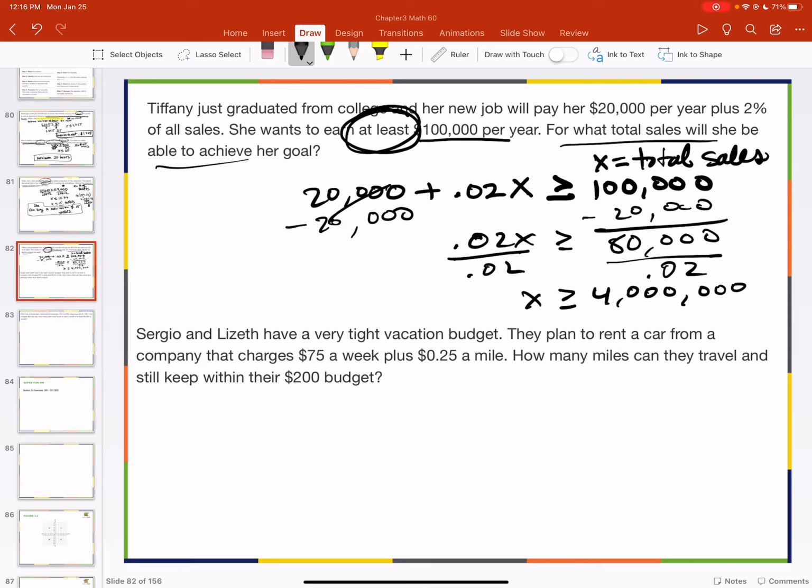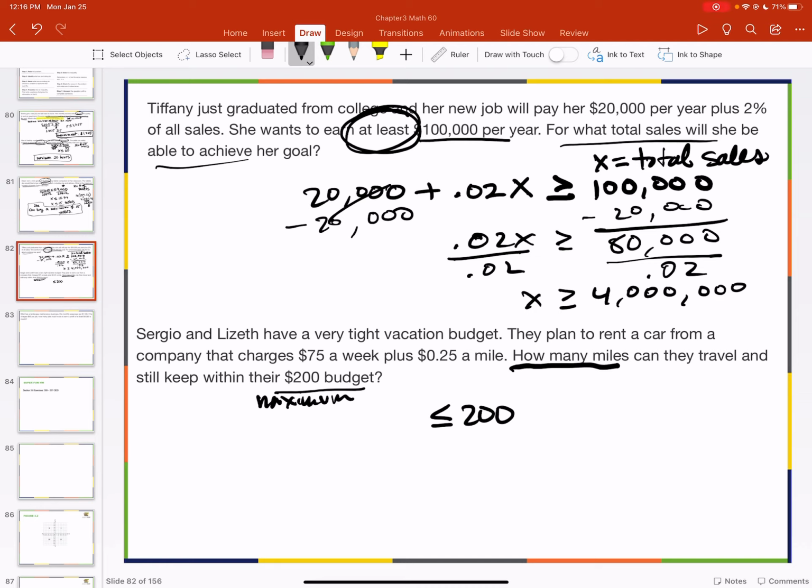Okay, so Sergio and Lizeth have a tight vacation budget. They plan to rent a car from a company that charges $75 per week plus 25 cents a mile. They're asking how many miles they can drive and still keep within their $200 budget. So this means that it's a maximum problem, right? Because when you want to stay within a budget, whatever you spend has to be less than or equal to whatever it is that you're budgeting.